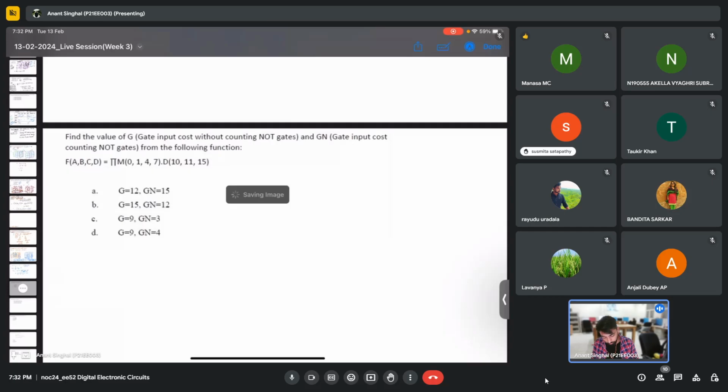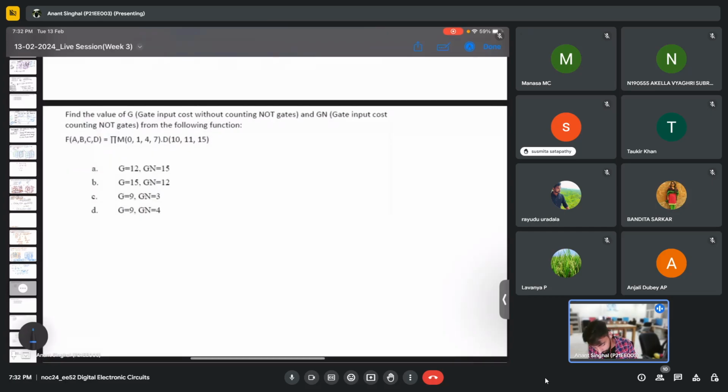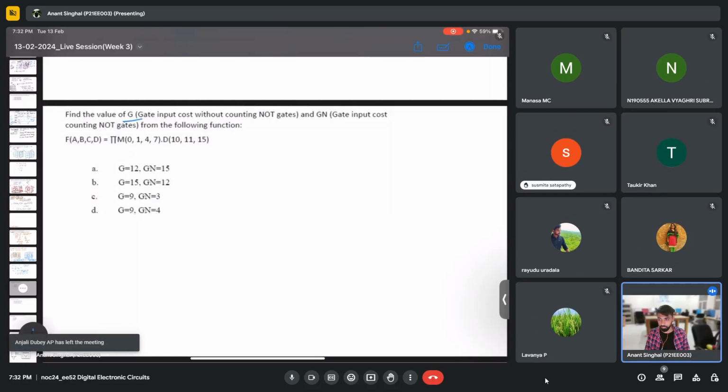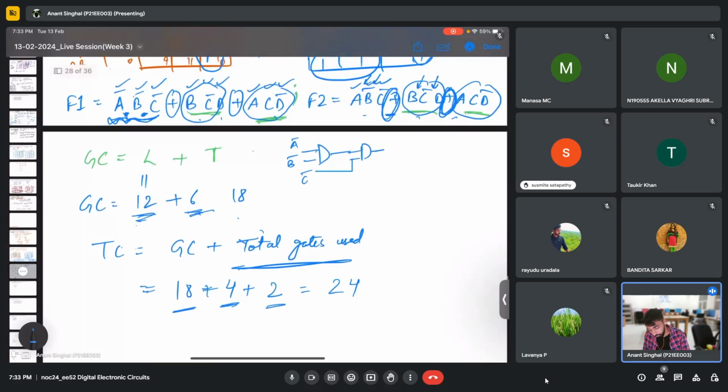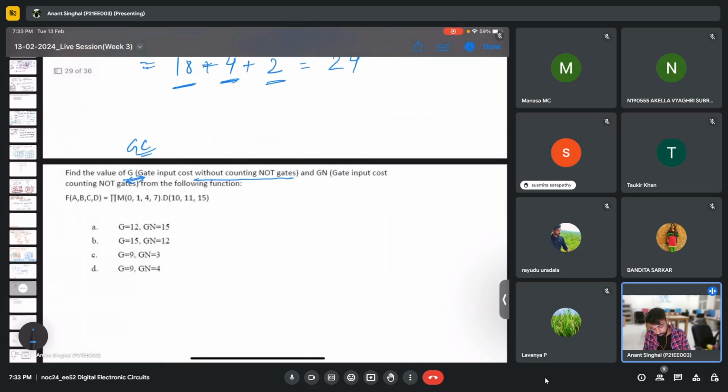So try to do this. If you do not get the idea, then I'll try to explain this particular term. Again, you need to count the gate cost here, not the total, but the gate cost. First of all, without counting the NOT gates. In the previous problem also, we did not count these NOT gates. So now, first of all, try to do the same.